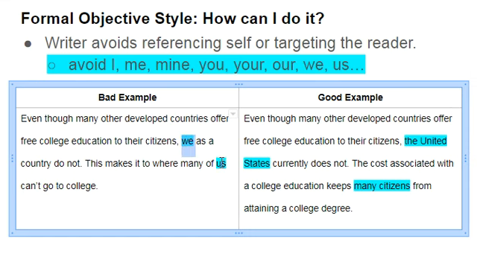We don't want to use these words, we and us. We want to say, even though many other developed countries offer free college education to their citizens, the United States currently does not. This cost associated with a college education keeps many citizens from attaining a college degree. So instead of saying we and us, I mention who I'm actually talking about. I'm talking about the United States as a country. I'm not talking about us, I'm talking about citizens of this country. So it's easy fixes that must be made.